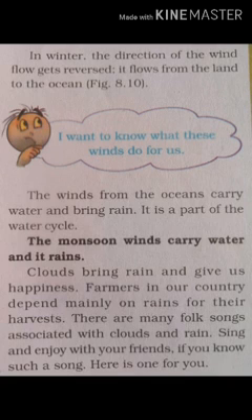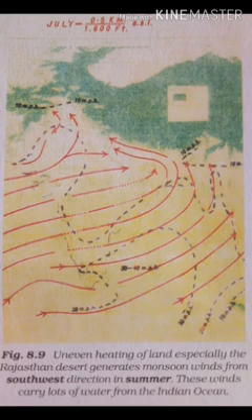In winter, the direction of the wind flow gets reversed. That is, the land is cool and the ocean is warm. So, winds start moving from land towards the oceans. Winds from the oceans carry water and bring rain, and it is a part of the water cycle. So, monsoon winds carry water and bring rains, and that is why it is called the monsoon season.